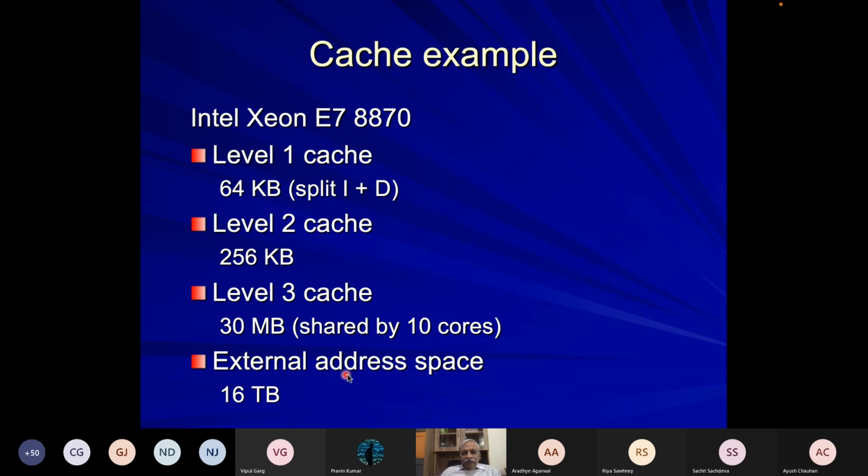And the external address space, which could be used to access the main memory, is 16 terabytes. Every system may not have that much memory, but that is the address space. That means if you take the log of this number to the base 2, you will get how many address lines there are, how many bits there are in the address.